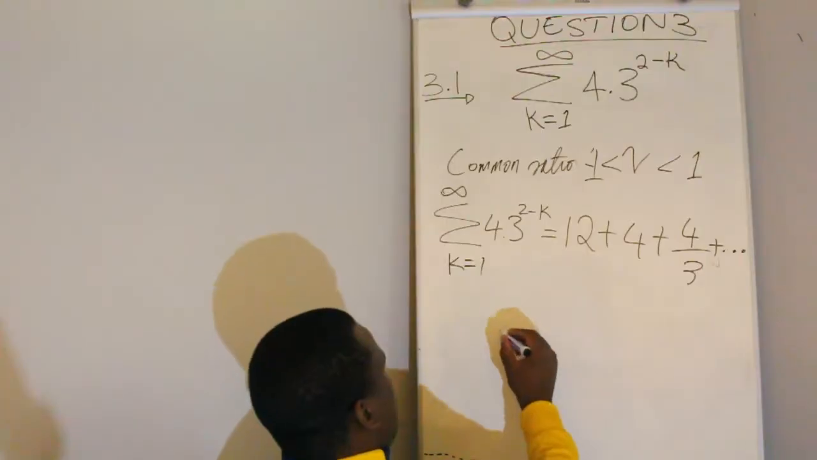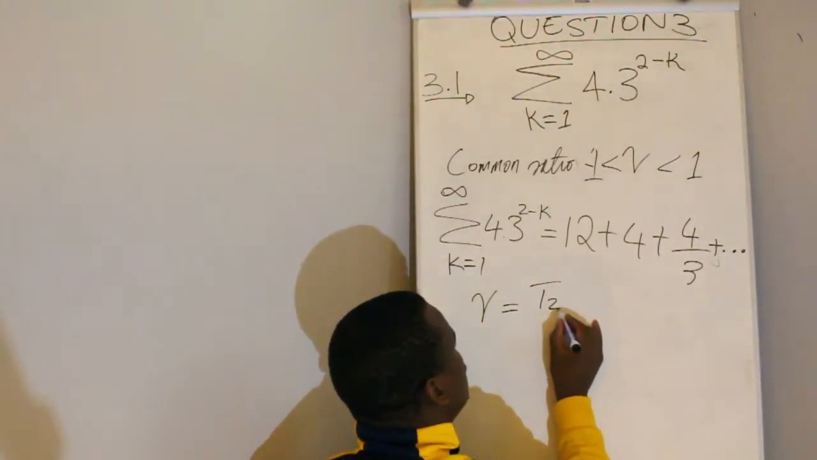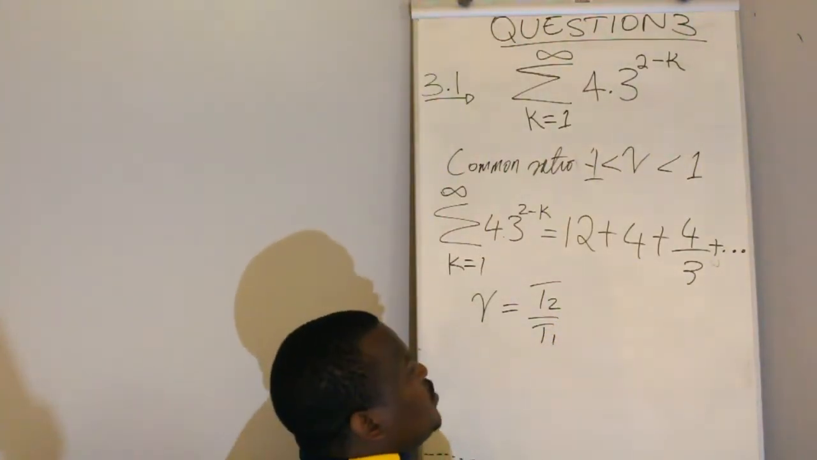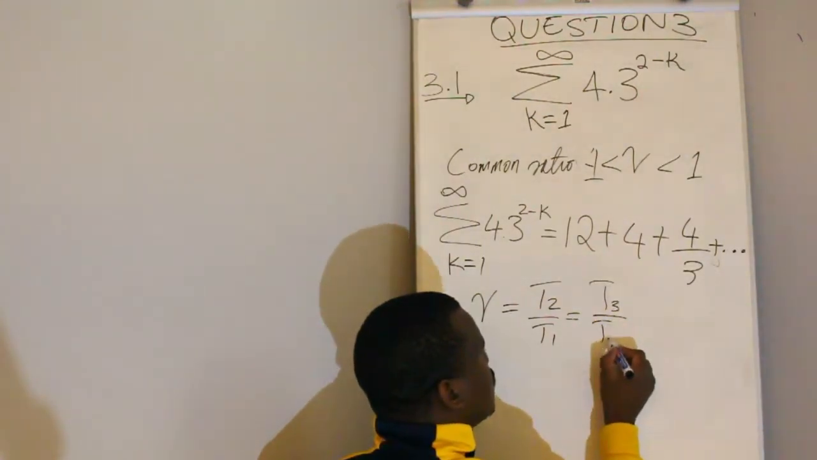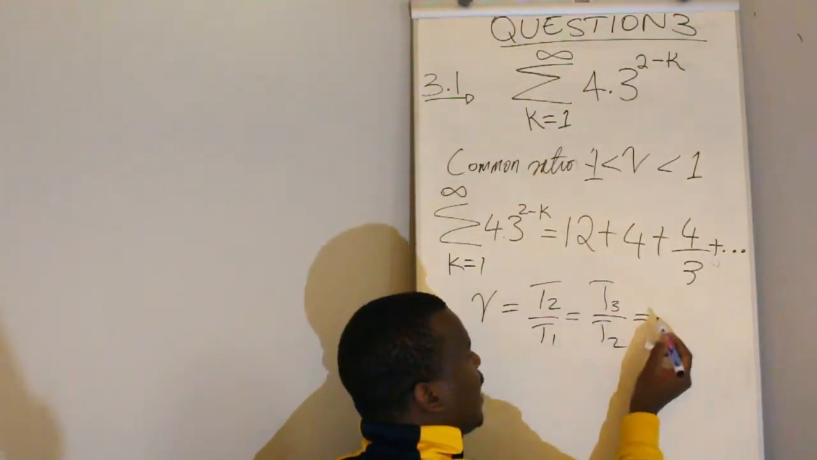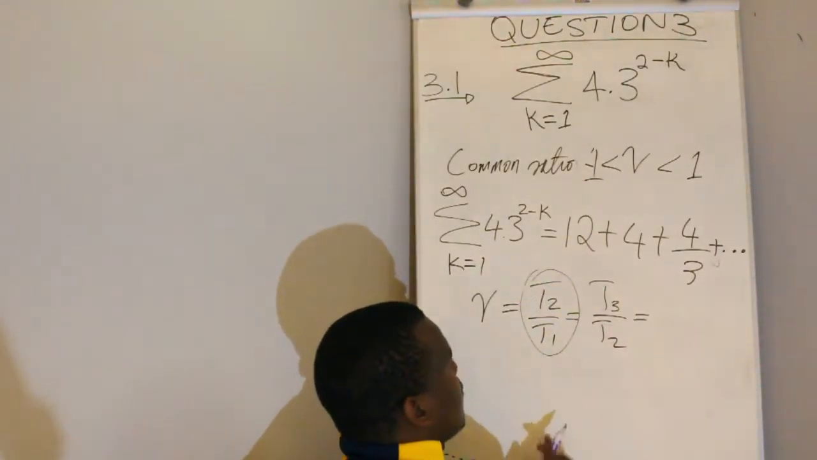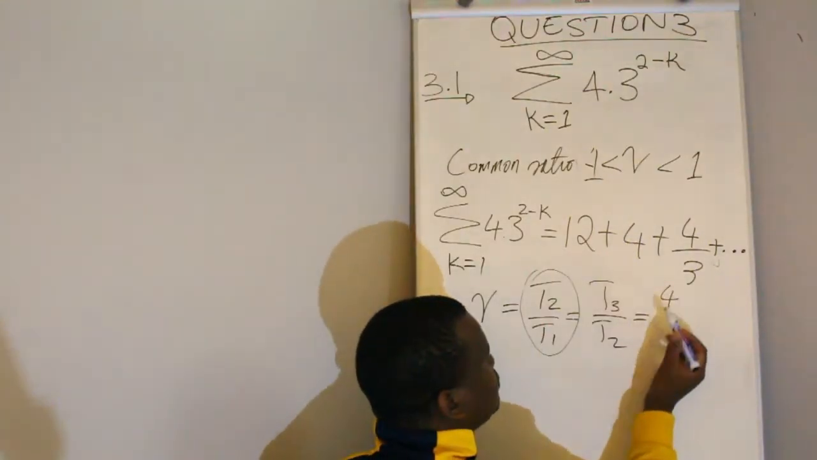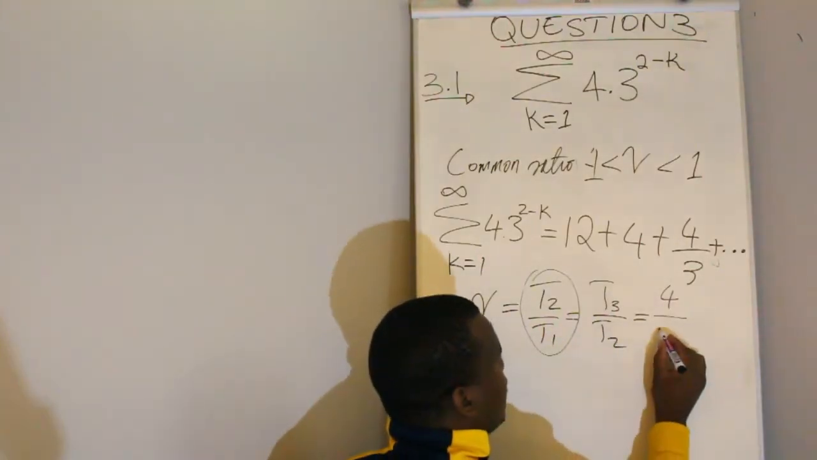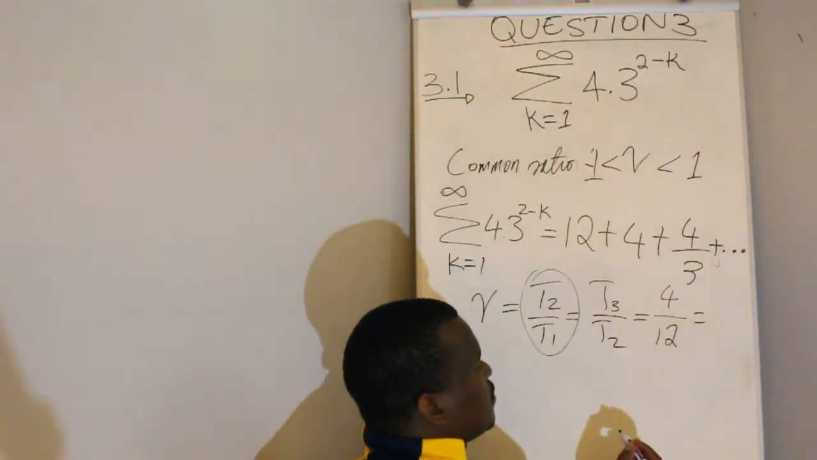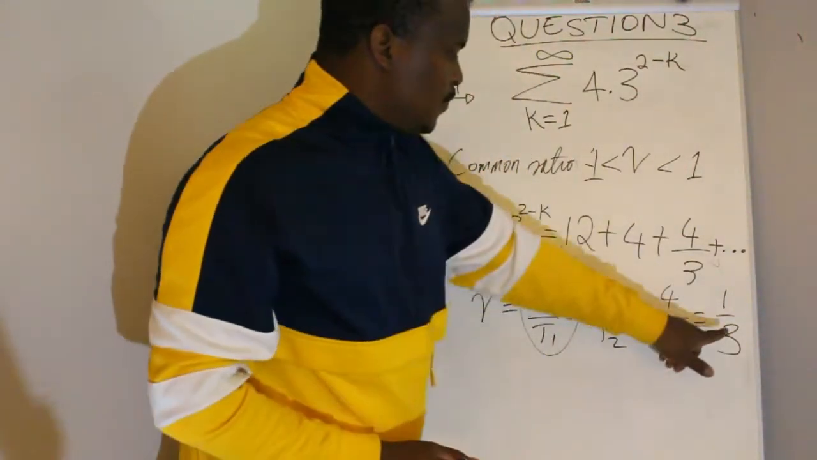The common ratio, which is R, is equal to T2 over T1. This is enough. Or you can say T3 over T2. In this case, I'm going to use this one. It doesn't matter which one you use between the two. So T2 is equal to 4 over T1, which is 12. This is 1 over 3.